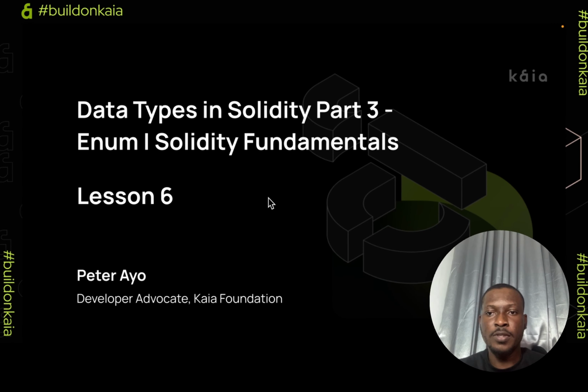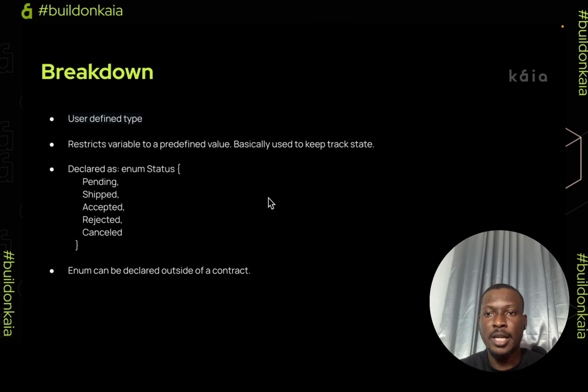Today in this video we'll be looking at enums. So what are enums? Enums are a user defined type. Basically we use enums to restrict a variable to a predefined value, and this in turn helps us to keep track of state. Take for instance, you want to run a food delivery business.